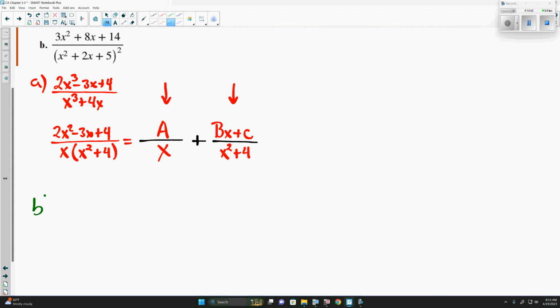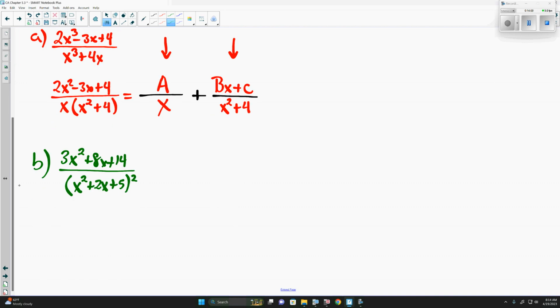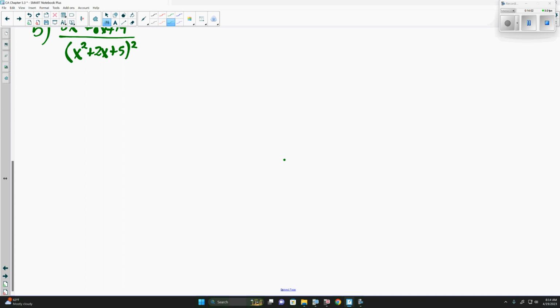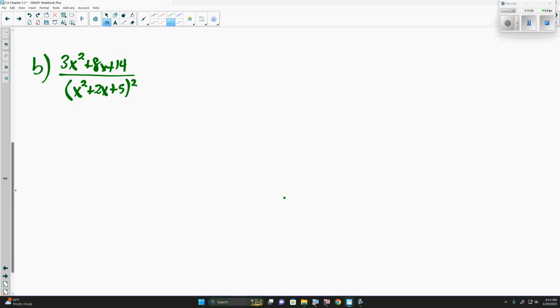Let's look at the other setup, part B. 3x squared plus 8x plus 14 over (x squared plus 2x plus 5) squared. Now looking at this one here, the question is, can we factor x squared plus 2x plus 5? Well, most likely not.